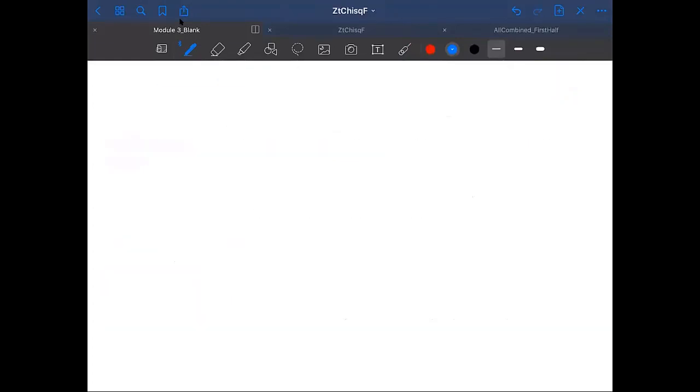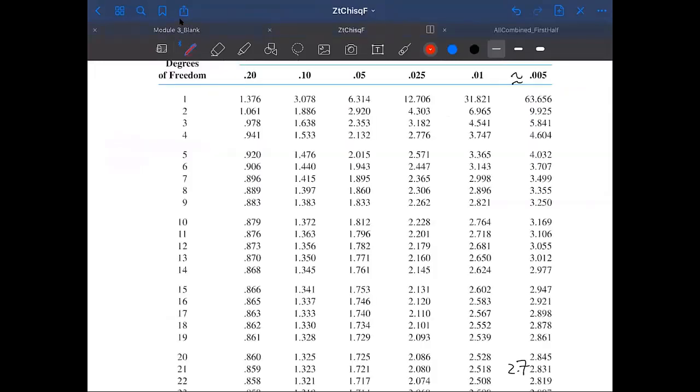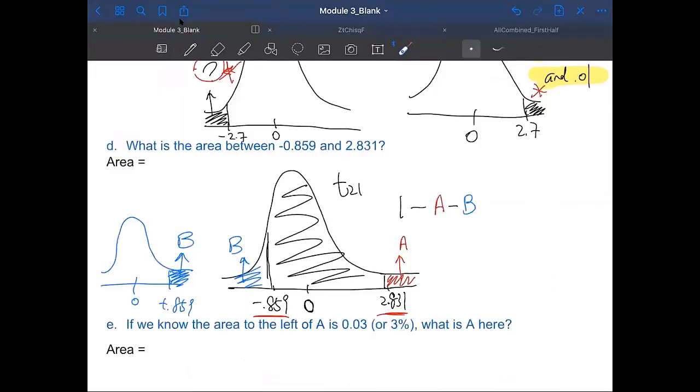Now let's go back to the table. We want to find 2.831 and also positive 0.859. So I have the table. You just go to degrees of freedom all the way over and find 2.831, and then you see at the top that it's 0.005. So that means A is actually 0.005, right? Great.